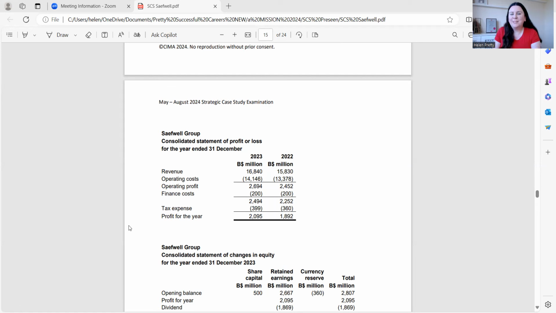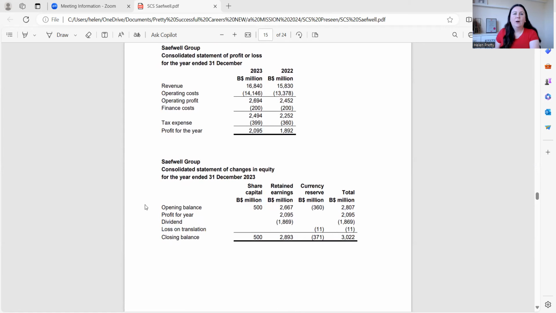So I would summarize that and say our revenue was 15,830 and went to 16,840. Our profit for the year was 1,892 and it's gone to 2,095. And you can see the next statement, the consolidated statement of changes in equity. You can please review these numbers at your leisure. You can see we made a profit for the year. We paid out a dividend and we also have a loss on our currency reserve and loss on translation.